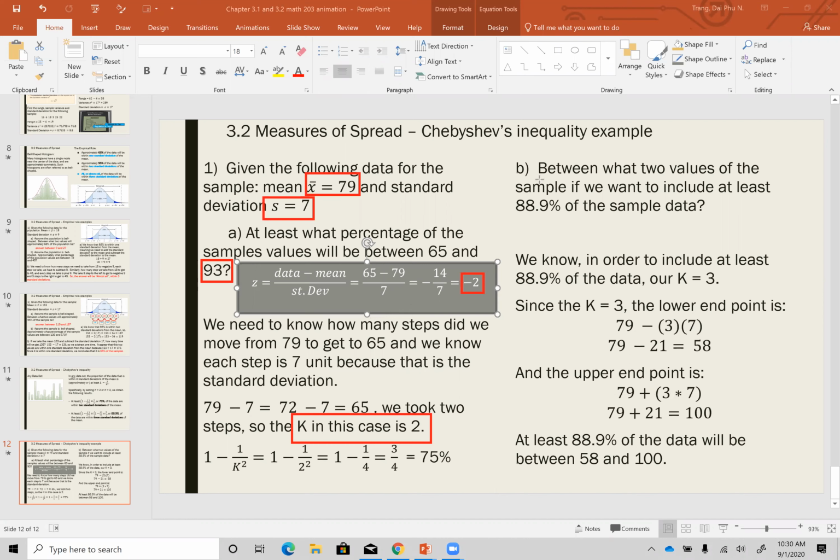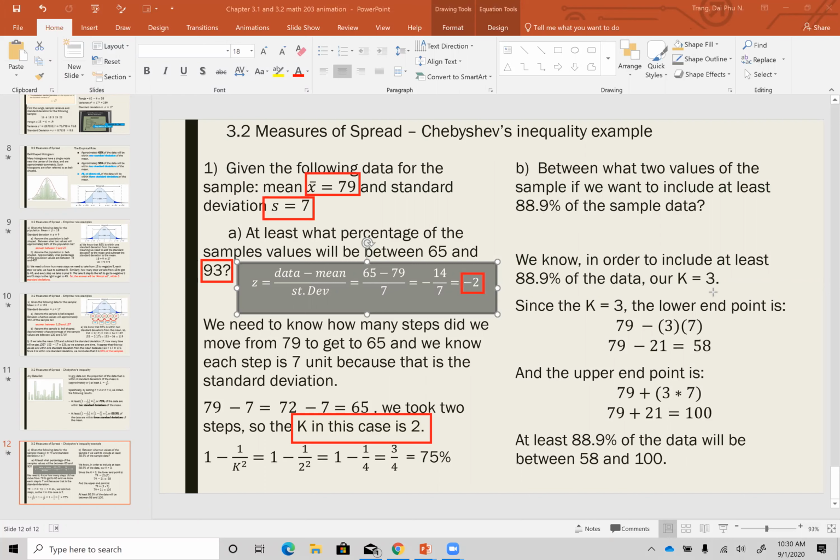Vice versa, if it's 75%, our K is 2. If it's 88.9%, your K is 3. And those are the only 2 common K that they will ask you related to the Chebyshev inequality. The data can change, but those are the 2 common K that they will ask you.